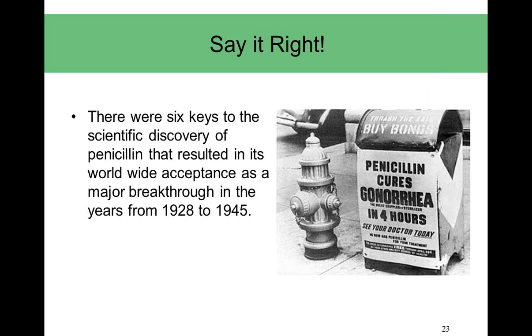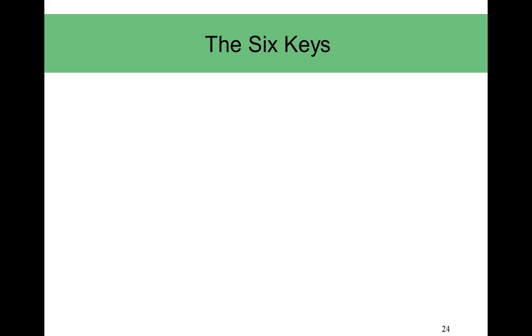And there were 6 keys to the scientific discovery of penicillin, and this resulted in the wide acceptance as a major breakthrough. And of course, it was in the 40s. It was considered to be the wonder drug. Imagine having a trash bin now with big signs saying penicillin cures gonorrhea in 4 hours. That's how popular penicillin was back then.